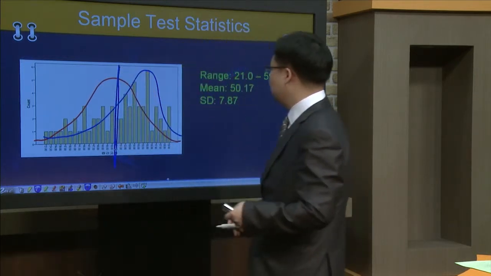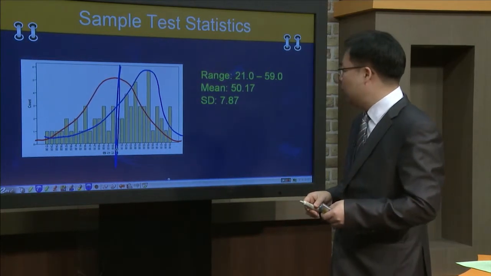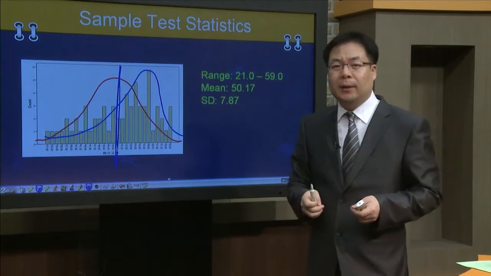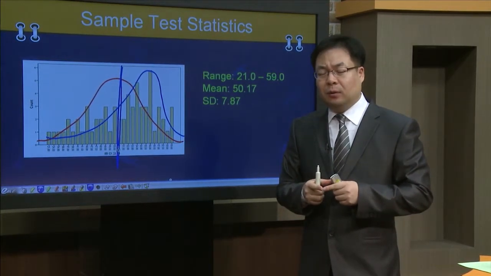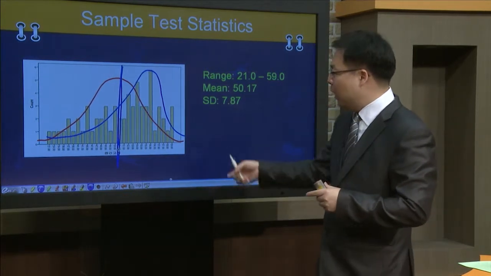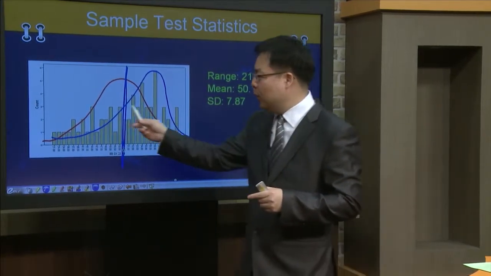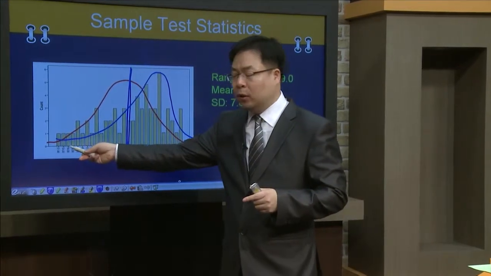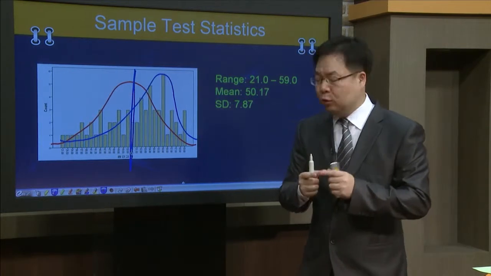Okay, the mean was here, and the standard deviation was 7.83, close to around 8. It's a pretty big standard deviation. Do you see that? The highest score was 59, that's about 60, and the lowest is a 21. So we see the range is about a 40 score difference.